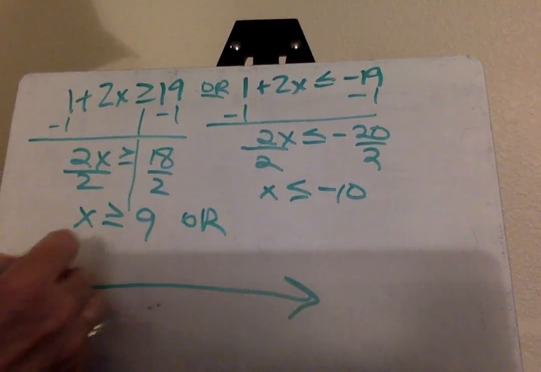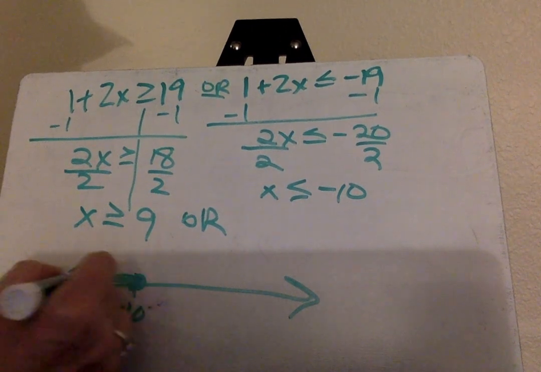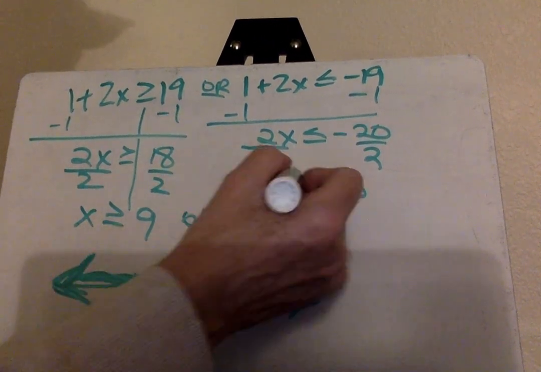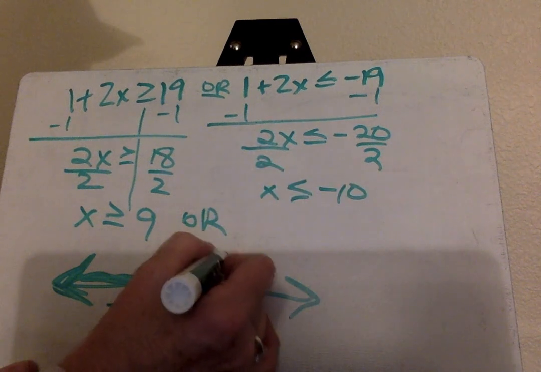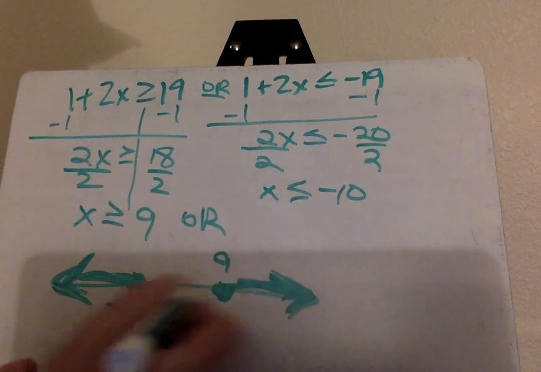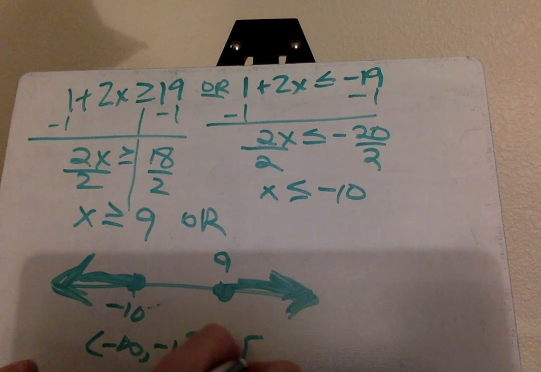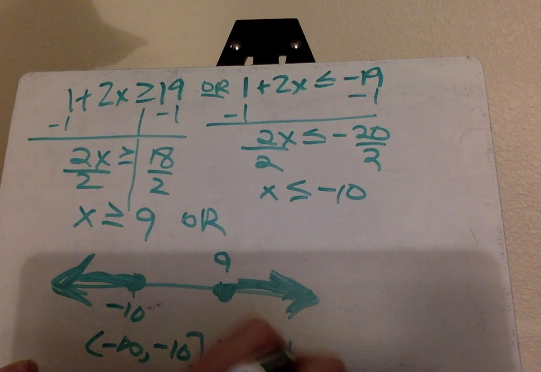Okay. So I go to negative 10, closed dot, shaded to the left. Let's see how it's pointing that way. And then my interval will be negative infinity, comma, negative 10, includes 10, union, includes 9, goes to infinity.